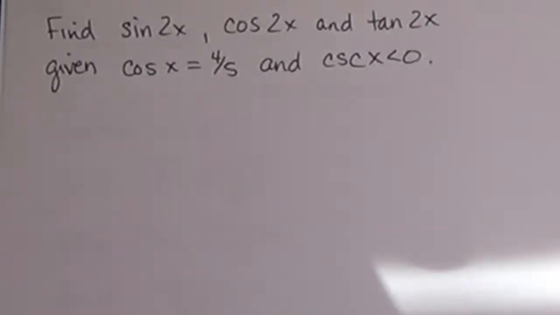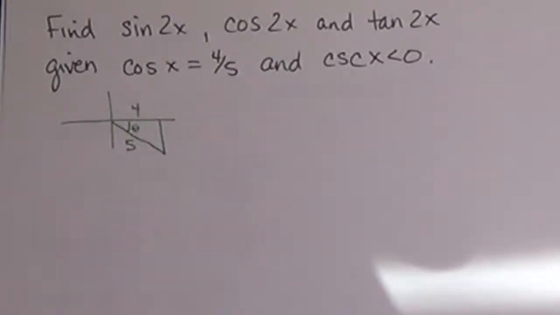So here we're going to start with setting up our triangle. Notice I've put the triangle in the fourth quadrant, and that's because our cosine is positive, but the cosecant is negative. And so the only place that's going to happen is in the fourth quadrant. Using the Pythagorean theorem, we can see that the other side of our triangle is going to be -3. And again, the negative comes from the fact that it is in the fourth quadrant.